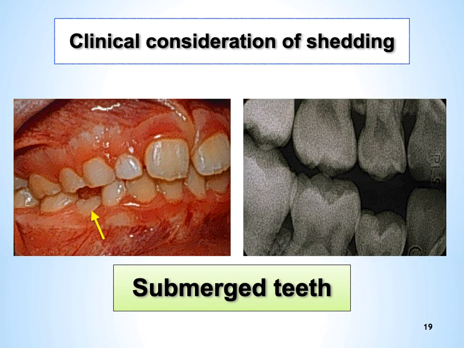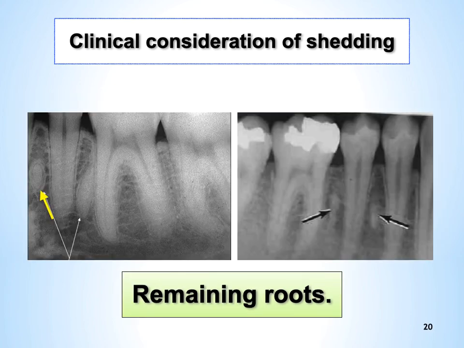Number 2, submerged teeth. The deciduous teeth are shorter than the permanent ones, and when deciduous teeth persist or are retained, they become out of occlusion and are termed submerged teeth. Lastly, the remaining root. The remaining root of a deciduous tooth may persist within the jaw, and this is not important and may be resorbed by the action of odontoclast cells.